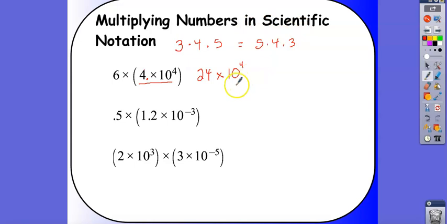When you answer, you want it to be in scientific notation. That is not in scientific notation. It should be 2.4. Going from small to big, I'd have to do that. Final answer.